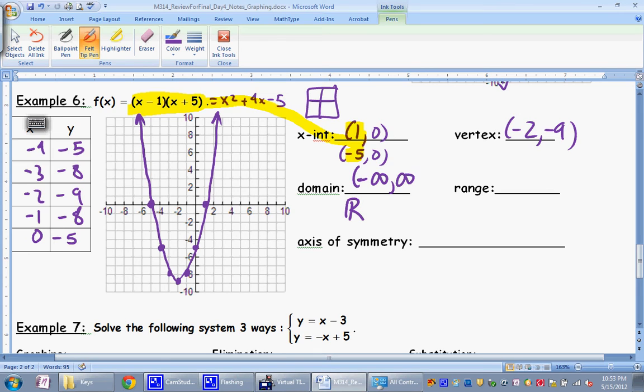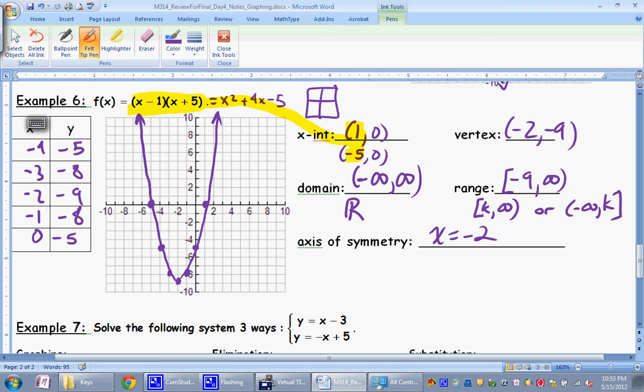For your range, remember it's that k to infinity or negative infinity to k sort of deal. Our a value yet again is positive, so our range is going to be k to infinity. So we've got negative 9 up to infinity. Axis of symmetry is x equals negative 2.